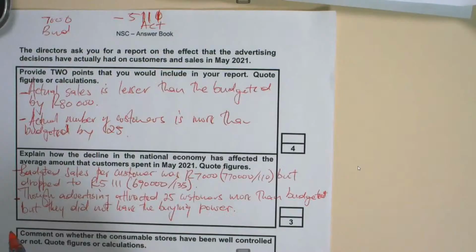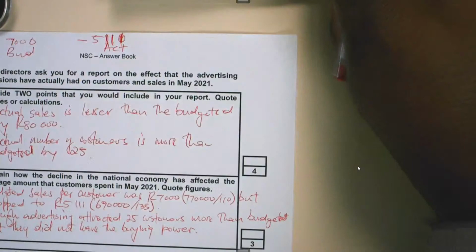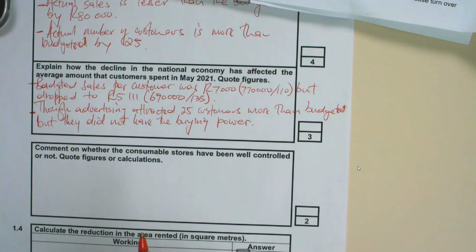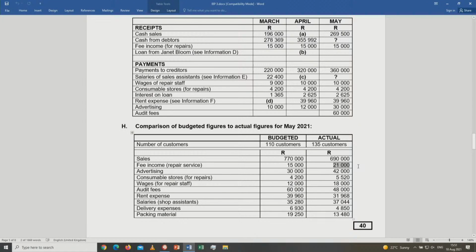Then we move to the second last one. Comment on whether consumable stores have been well controlled or not. Quote figures or calculations. Let's look at consumable stores for repairs. Remember, consumable stores are items that are consumed on a daily basis. That we call consumable stores.